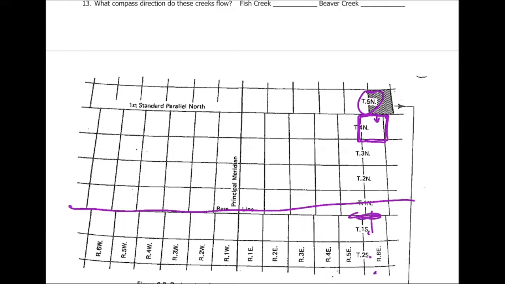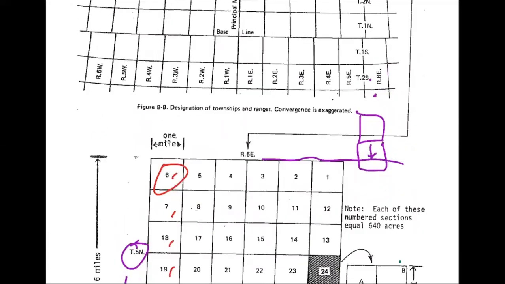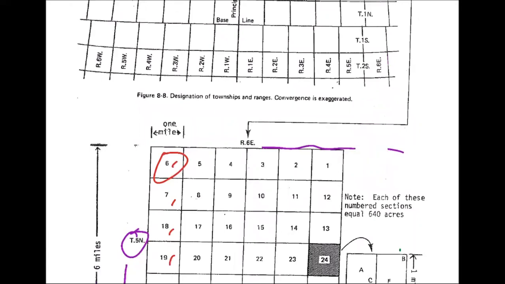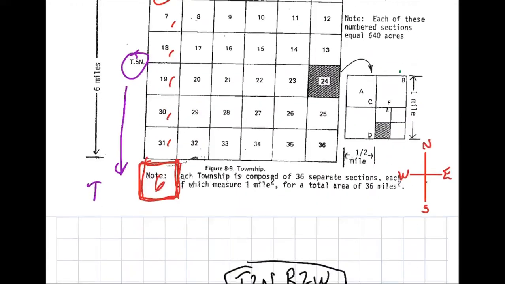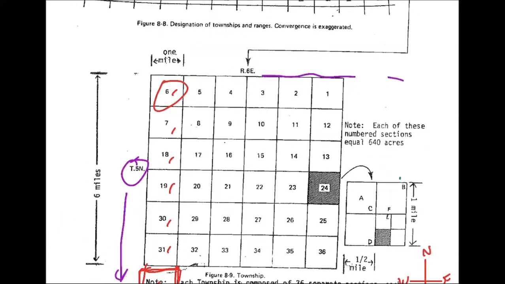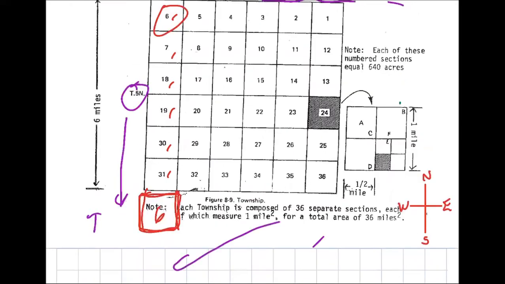So it's kind of like latitude and longitude. You've got to just pay attention to where you are and not get yourself confused. So we went down to T4N, which is the end result of all that. So this is T4N.